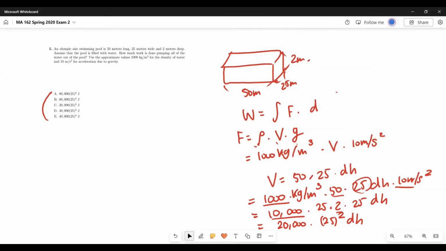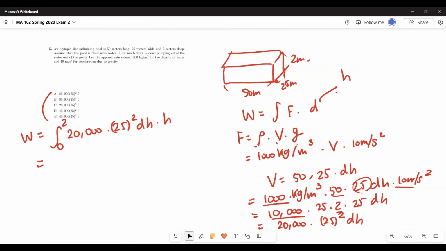Since we don't know the distance for the height, we're just going to call it h. So we have work as the integral of 20,000 times 25 squared dh times the distance h. So this just becomes integrating 20,000 times 25 squared dh times h, from 0 to 2 because it's 2 meters deep.